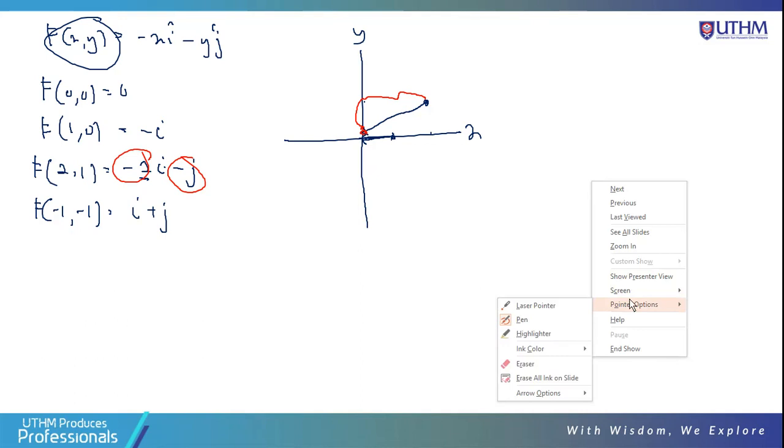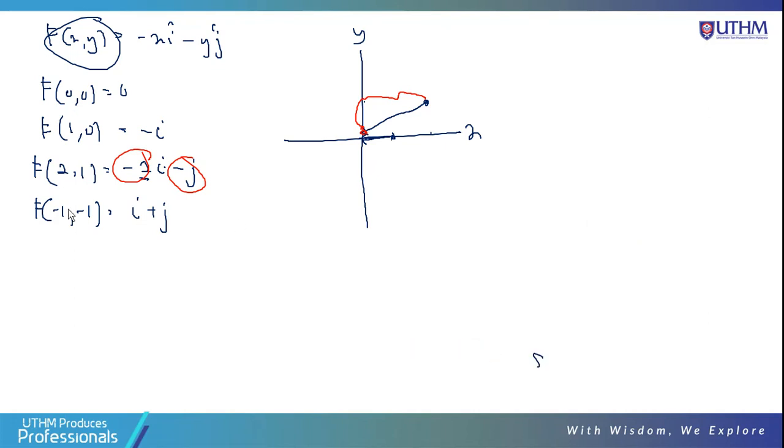Then you continue for the other points. For the point negative 1, negative 1, the vector is moving right 1 point and up 1 point. So all of them point toward zero. You connect the other points too. Try the points here and here, and you will find they head toward the origin. This one we call the vector field. This is how you can sketch a vector field.